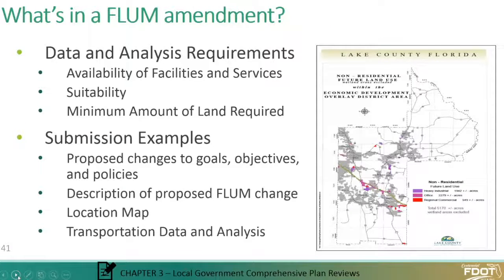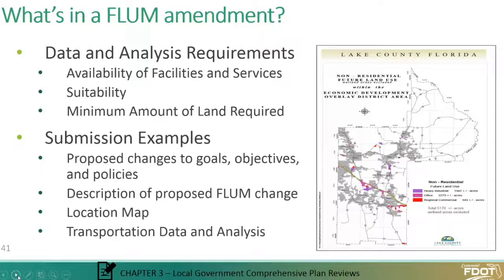Now, when a local government submits a future land use map amendment, they have to do several things before it can even cross the threshold of being transmitted to the state for state review. There's three minimum data analysis requirements. An analysis of the availability of facilities and services that includes transportation facilities, water, and wastewater, basically all the availability of public facilities and services that might be needed by development.